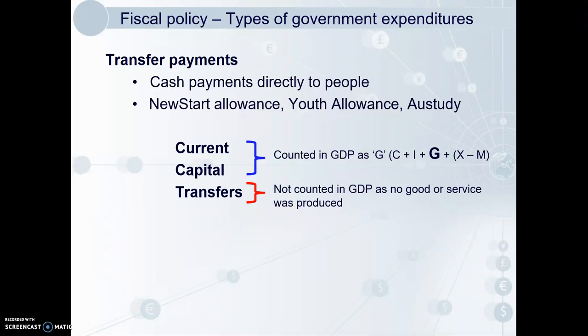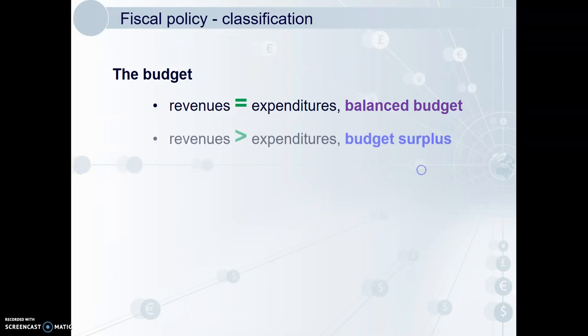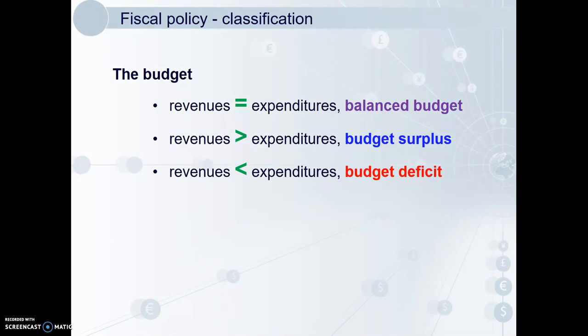Lastly, we need to understand the terminology of budgets. When revenue equals expenditures, it's a balanced budget. A budget surplus is when revenues are greater than expenditure. A country like Norway consistently has large budget surpluses. Then when expenditures are greater than revenues, it's a budget deficit. Australia has had budget deficits since 2009. These were first triggered by the global financial crisis.